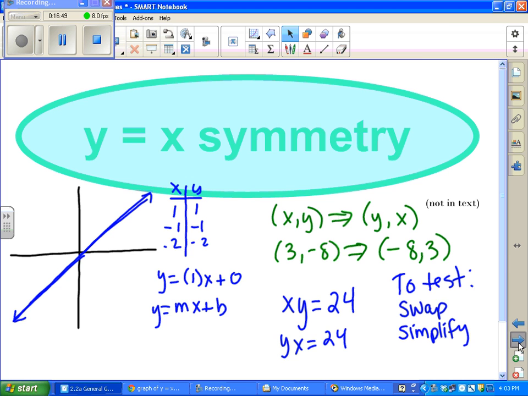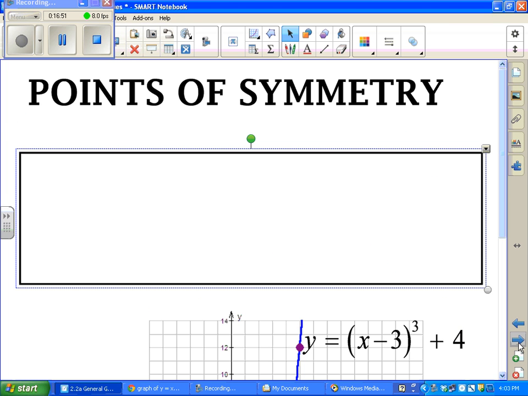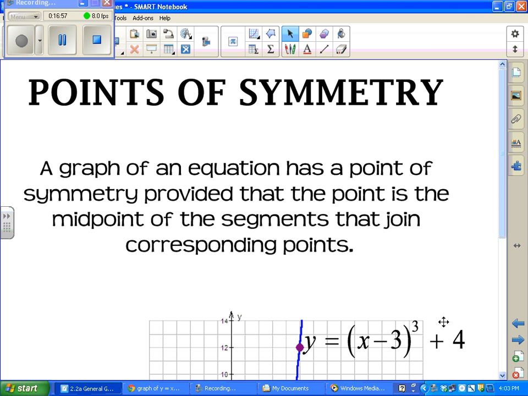The last one that we're going to cover is a point of symmetry. So what are points of symmetry? Points of symmetry is phrased by definition as: a graph of an equation has a point of symmetry provided that the point is the midpoint of the segments that join corresponding points.